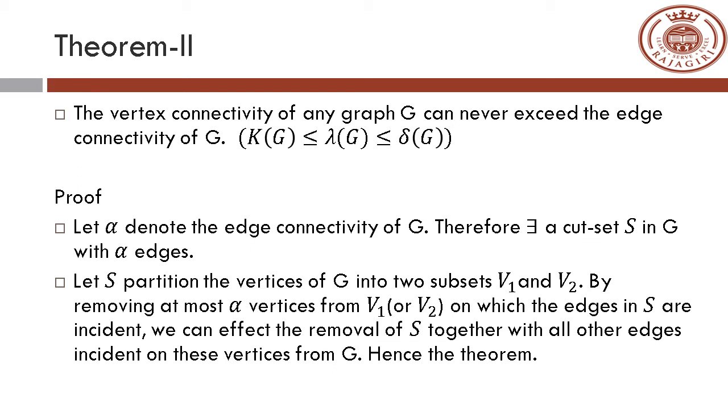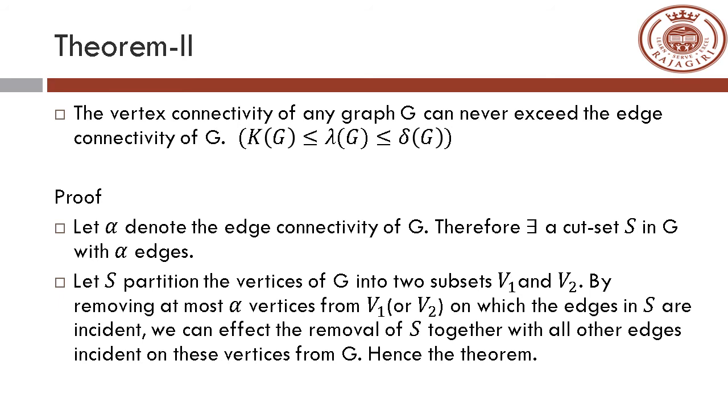Theorem 2, a theorem related to vertex connectivity of a connected graph G. The statement is: the vertex connectivity of any graph G can never exceed the edge connectivity of G. Proof. Let alpha denote the edge connectivity of G. Therefore, there exists a cut set S in G with alpha edges. That means if you remove alpha edges from G, the graph will be disconnected into two components.